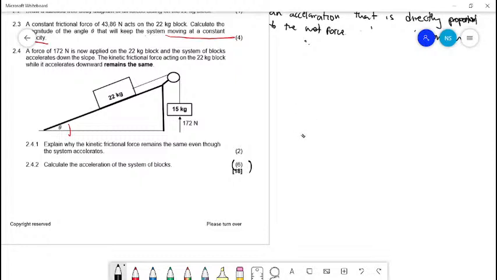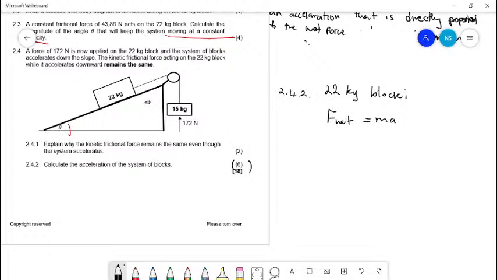So obviously we know the F-net for the 22 kg block. Now we're going to say 2.4.2 for the 22 kg block. The F-net, in this case, will be given by ma, right? So it's no longer zero because this thing is accelerating. There's a certain acceleration, so you can't say that it's zero in this case. So you just need to write the forces that are involved here.